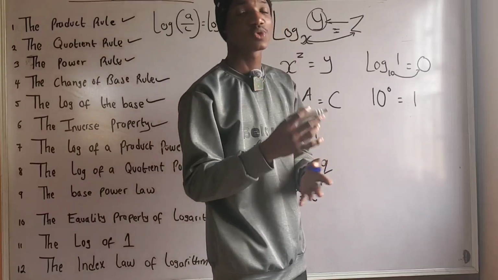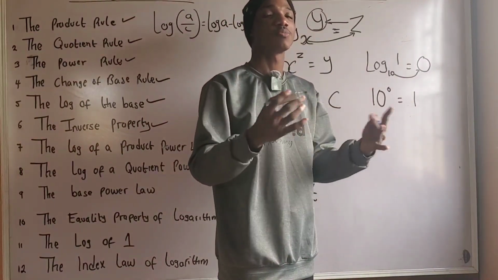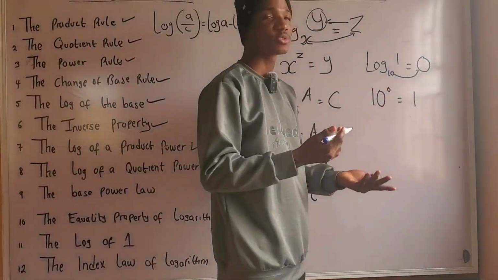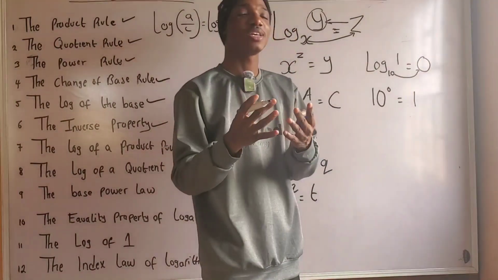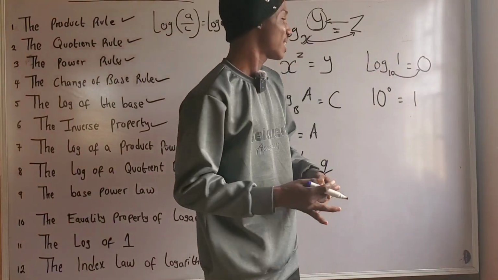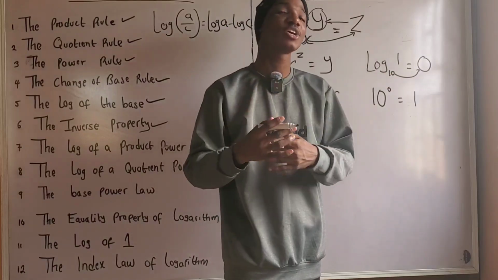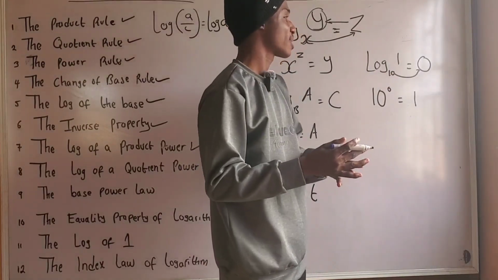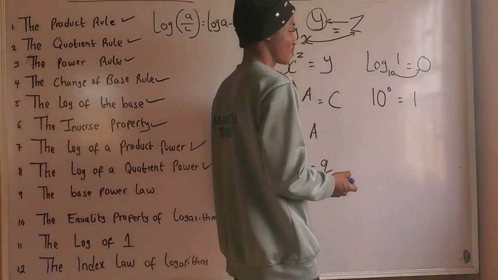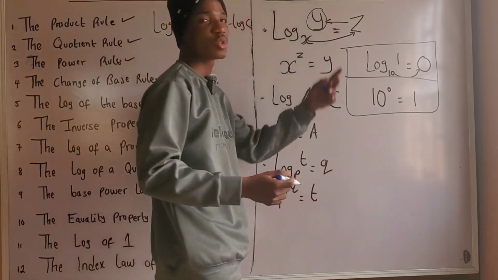Now, according to the law of indices, if you raise a number, no matter how large or small the number is, to the power of 0, you're going to have 1. That's what I'm trying to say. Now, that means 10 raised to the power of 0 will give me 1. That is why anytime you punch log 1 in your calculator, you're going to have 0. Okay? So, this property that you see here is called the index law of logarithm.